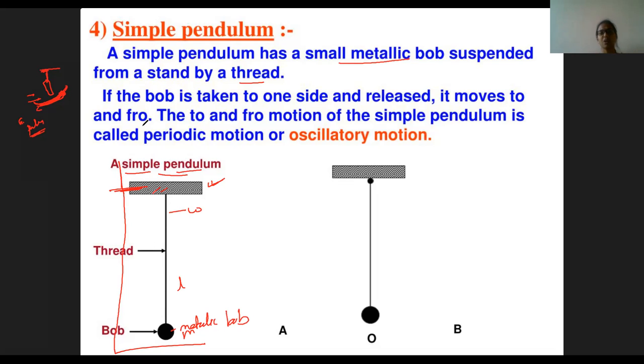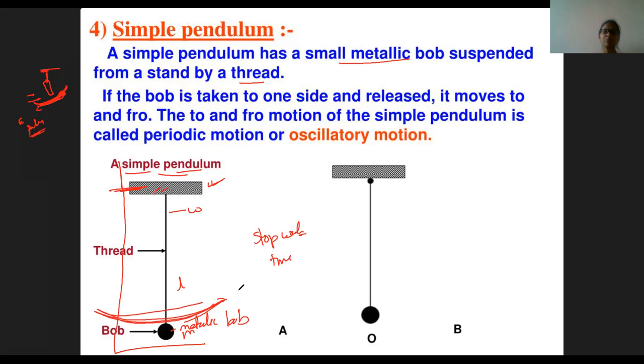So this is going to oscillate. When you pull it to this side and leave it, what happens? It will go like this and come like this, go like this, come like this. So how many oscillations are made, that we are going to count. And we have one stopwatch to read the timing.